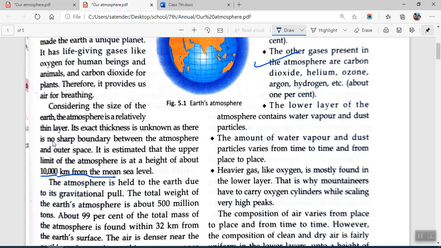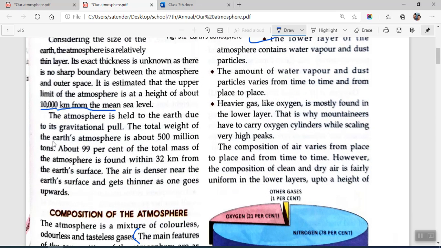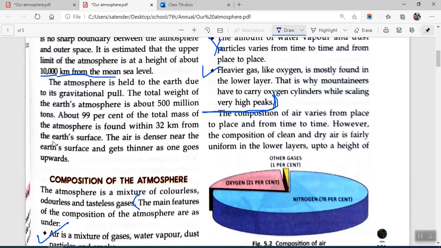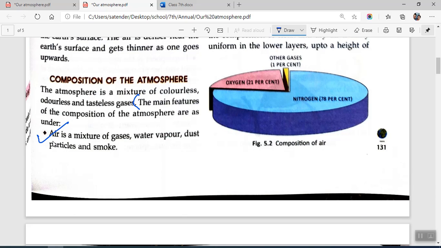The lowest layer contains water vapors and particles. The amount of water vapor is found in the lower layer, and why mountaineers have to carry. Okay, then you will be writing this point. Comes from time to time. Okay, you just leave out this one. Apart from that, you have to write all the points. These are related to features of the different layers of the earth.